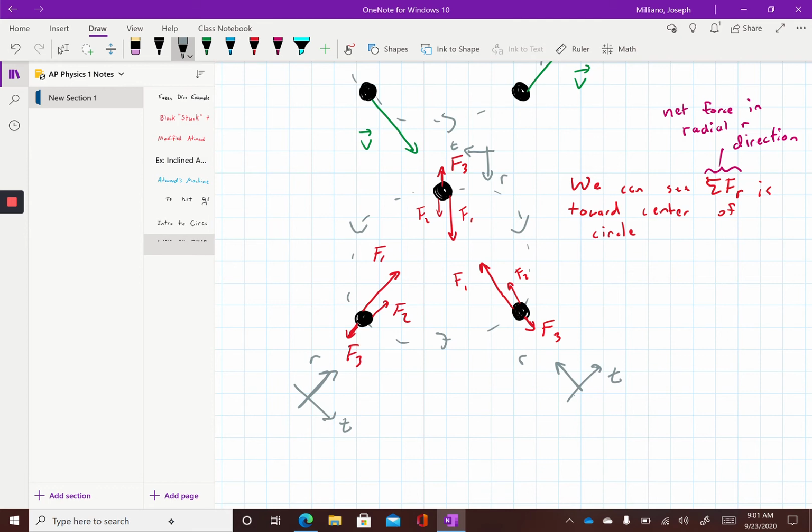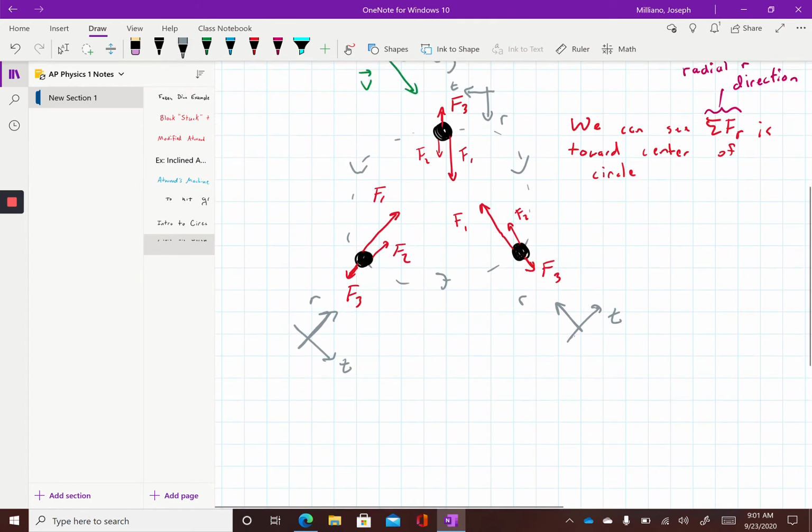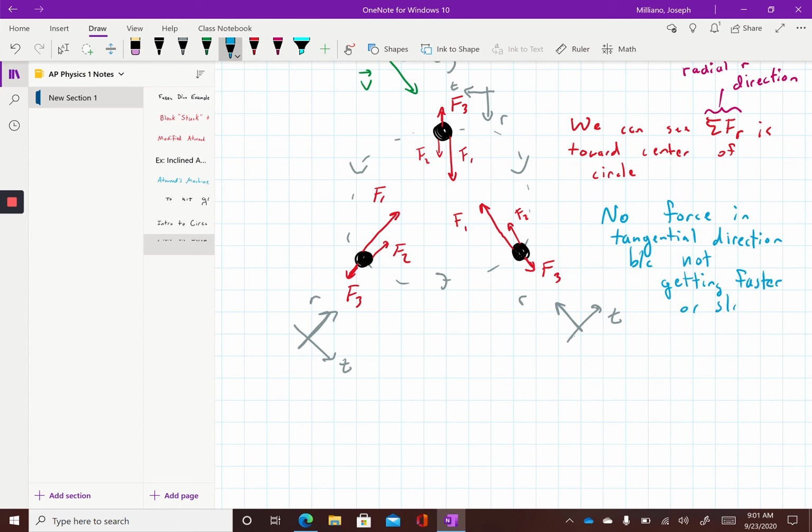Notice that we don't have any forces in the direction of the velocity. We don't need anything to make it faster or slower. We just need a force that will allow it to continue to move in that circle. That's even worth writing down. No force in the tangential direction, because we are not getting faster or slower. So all the forces are doing here is just changing the direction, not changing the speed.